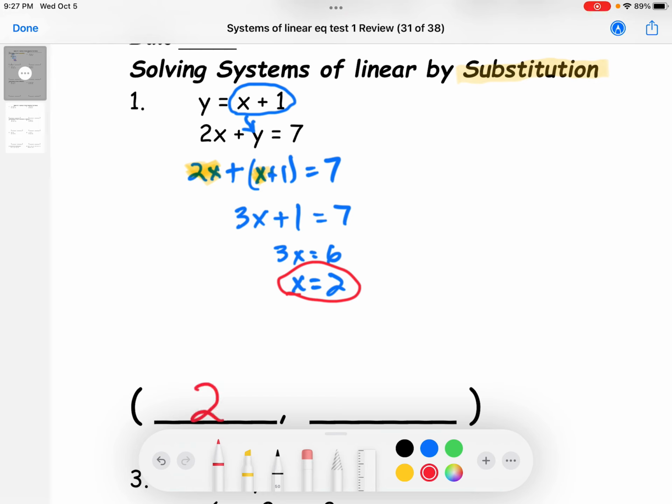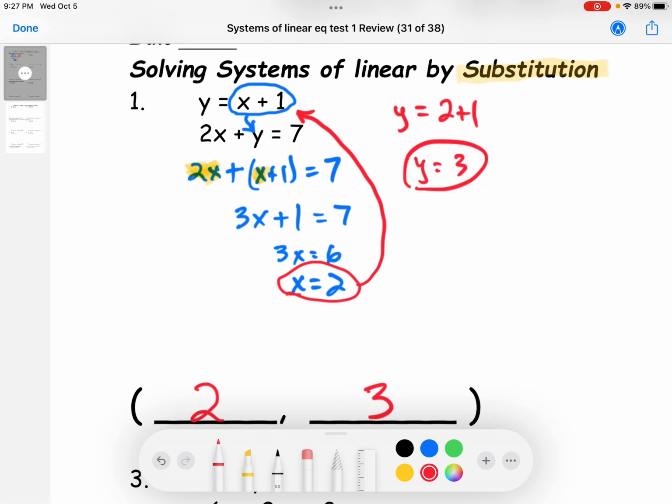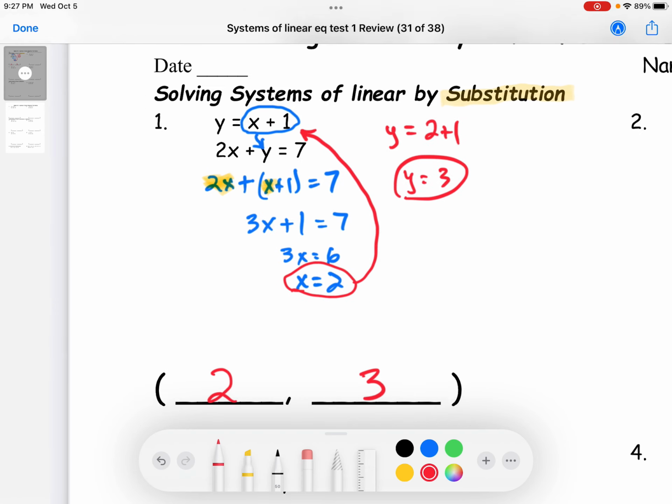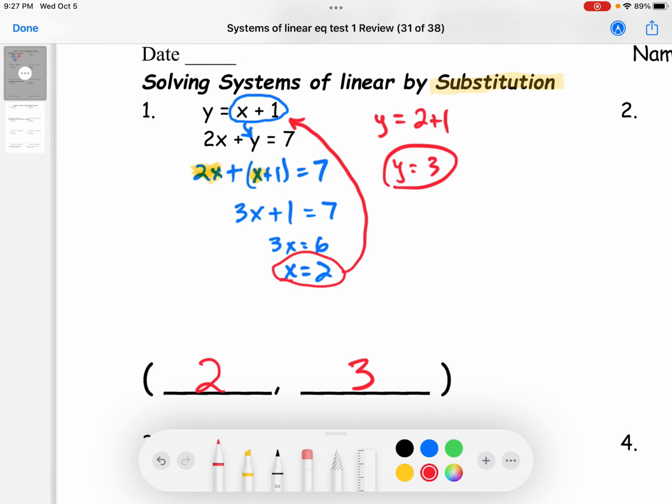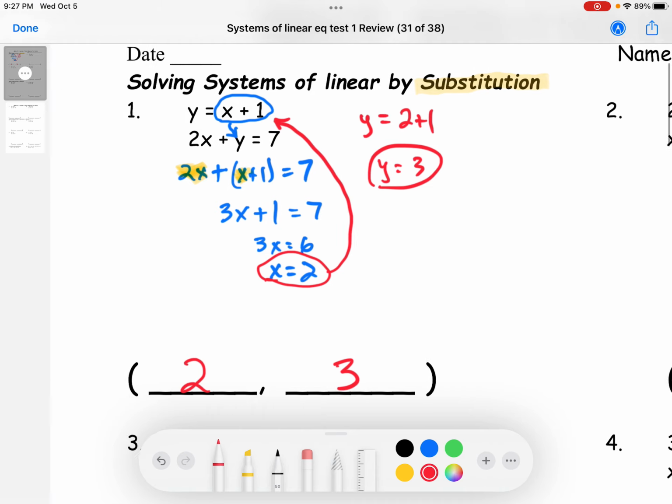To find the y value, we've got to take this and plug it back into one of our originals. I'm actually going to put it into that top one, so that instead of x plus 1, it'll be y equals 2 plus 1. So y equals 3. Those two things with the red circles, those are the two parts of our answer. Remember that your answer for a system is an ordered pair. It's got an x value and a y value both.